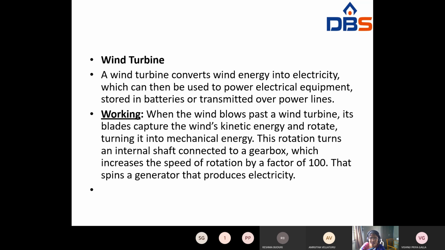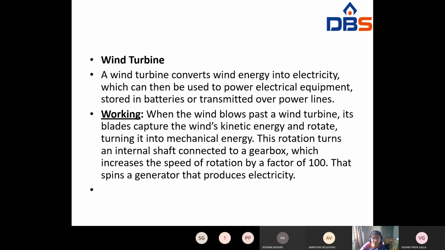Wind turbine: a wind turbine converts the wind energy into electricity, which can be used to power electrical equipment, stored in batteries and transmitted over power lines. So what is a wind turbine? A wind turbine converts the wind energy into electrical energy, which can be used to power electrical equipment. That means we are using it for electrical purposes.